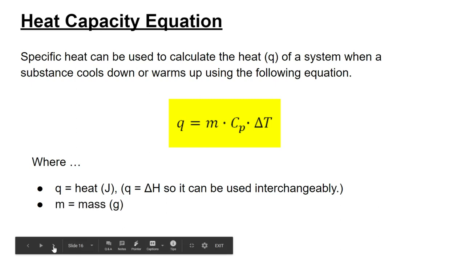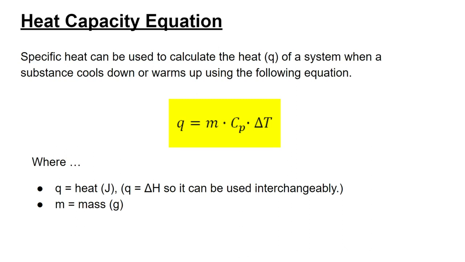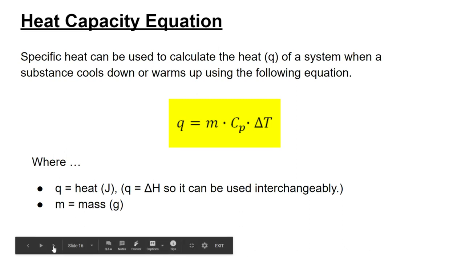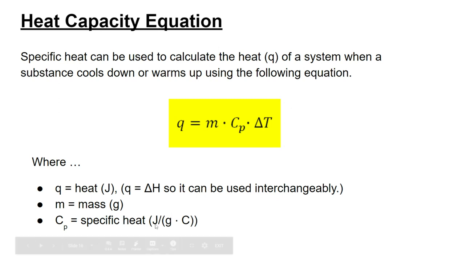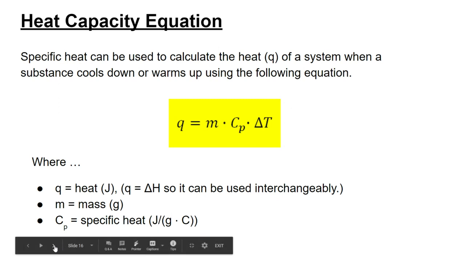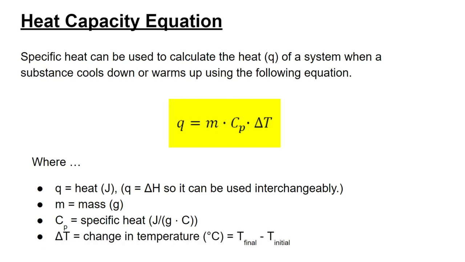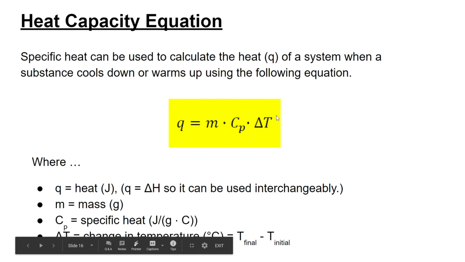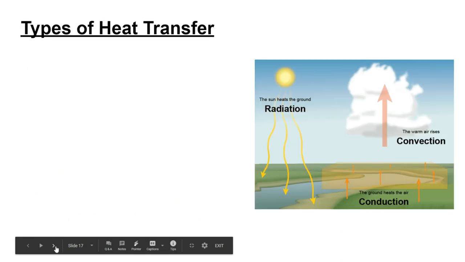Mass should be done in grams. So if it is in kilograms, you have to convert it into grams. And remember, 1 kilogram is equal to 1,000 grams. Specific heat is the C_p, which is specific to the substance, in joules per gram degree Celsius. And delta T is the change in temperature, T_F minus T_I, the F being the final and I being the initial. We'll do the calculations next week on this.